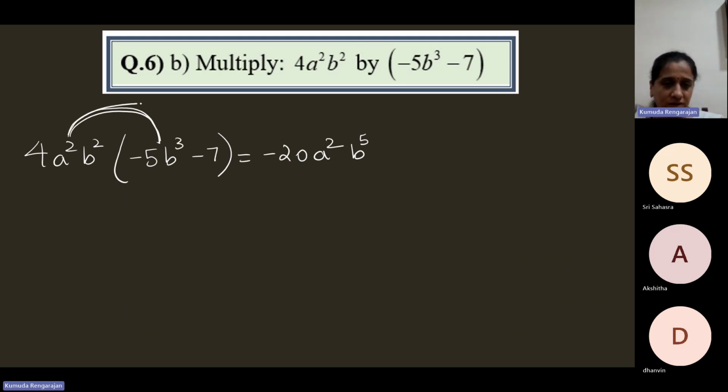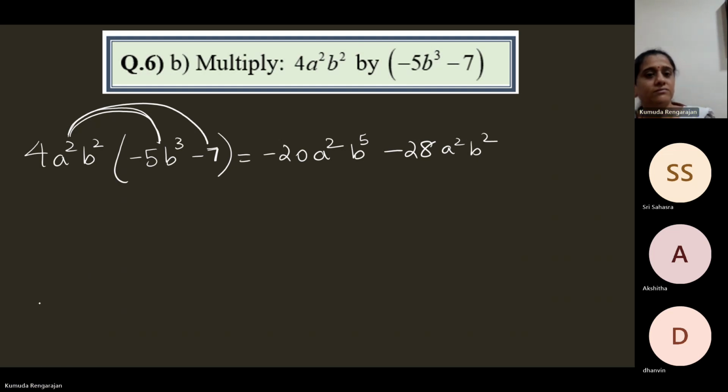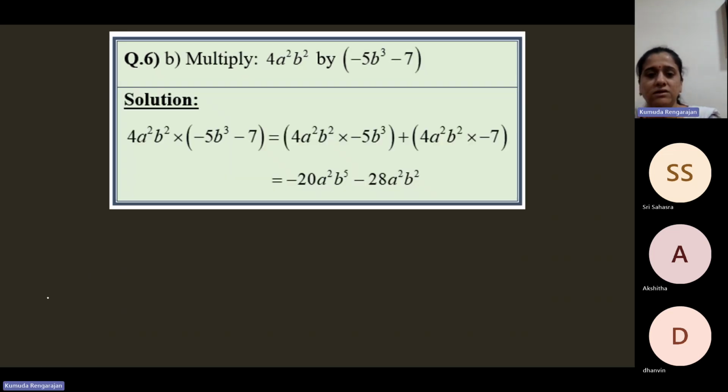Now multiply the same thing with the second term inside the bracket. So 4 into minus 7, minus 28. That's all. A squared, b squared, there's only minus 7 here, no? So write a squared, b squared as it is. Now check this one. Are the literal factors the same? No, they're different. So they're not like terms. So that's the final answer. If they were like terms, you can add or subtract them further, depending on the signs. Now this is the answer. Correct?